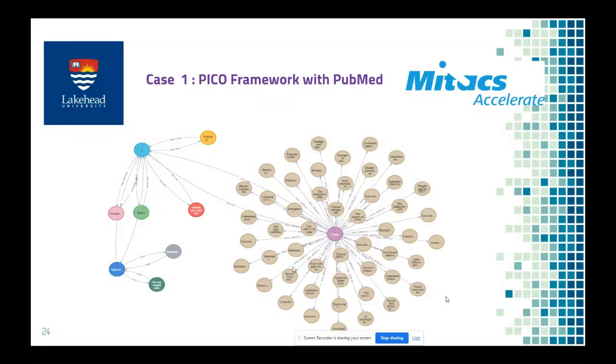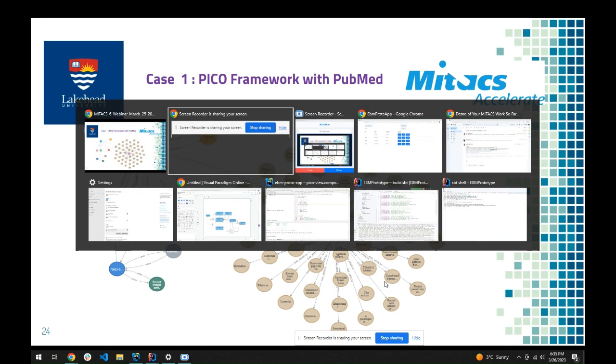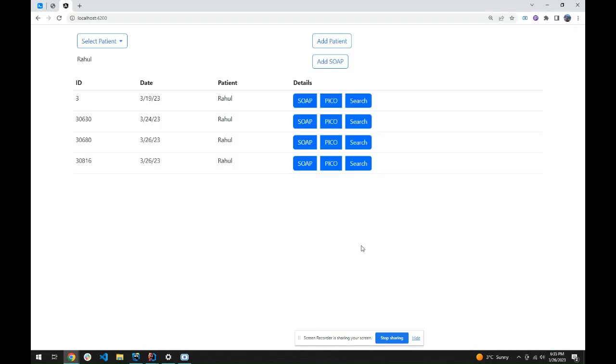So once we load the articles, our back node will look like this, with the PICO question connected to all the related articles. So let's do, for example, the same condition with this patient.